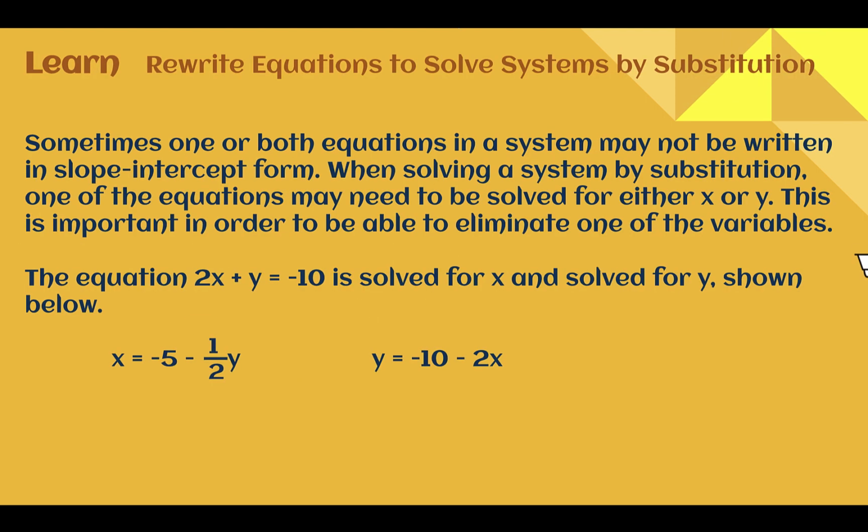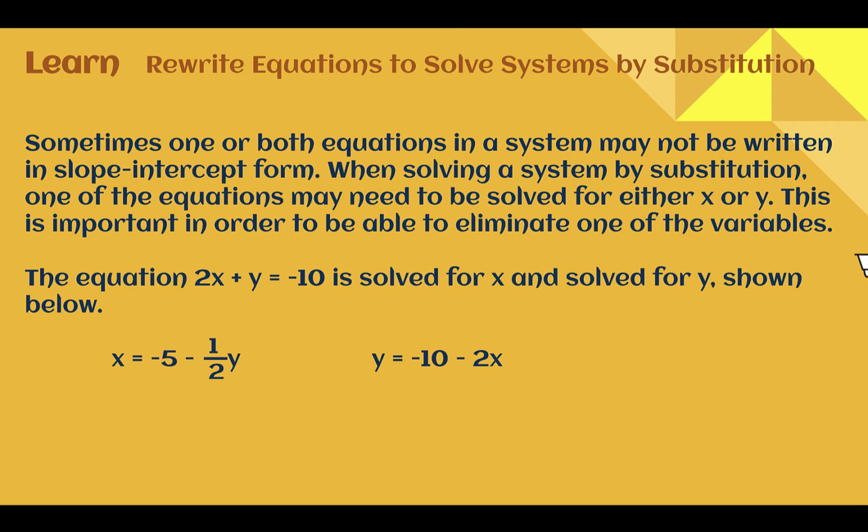Let's learn. Rewrite equations to solve systems by substitution. Sometimes one or both equations in a system may not be written in slope-intercept form. When solving a system by substitution, one of the equations may need to be solved for either x or y in order for us to be able to use that substitution method. So we have to know what it's equal to in order to be able to substitute it in.